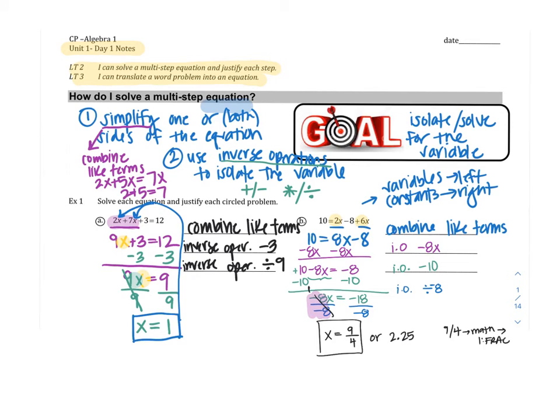So that's the big idea of how to solve a multi-step equation. We're always going to follow these 2 steps. Step 1 is we're going to simplify one or both sides of the equation. Step 2 is we're going to use inverse operations to isolate the variable, and it can be multiple times. Notice on example 1b, we use inverse operation 3 times to isolate our variable of x.